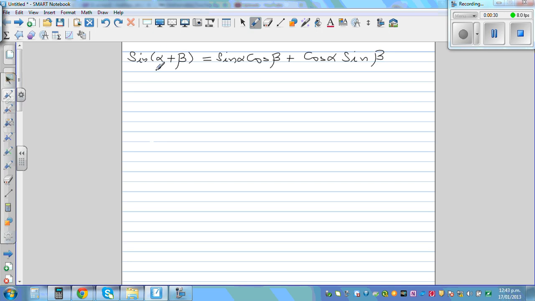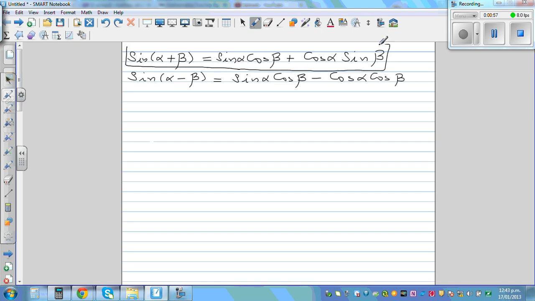And we also proved that sine alpha minus beta is equal to sine alpha cos beta minus cos alpha sine beta. Now we can use this result to prove the compound angle formula for cos.